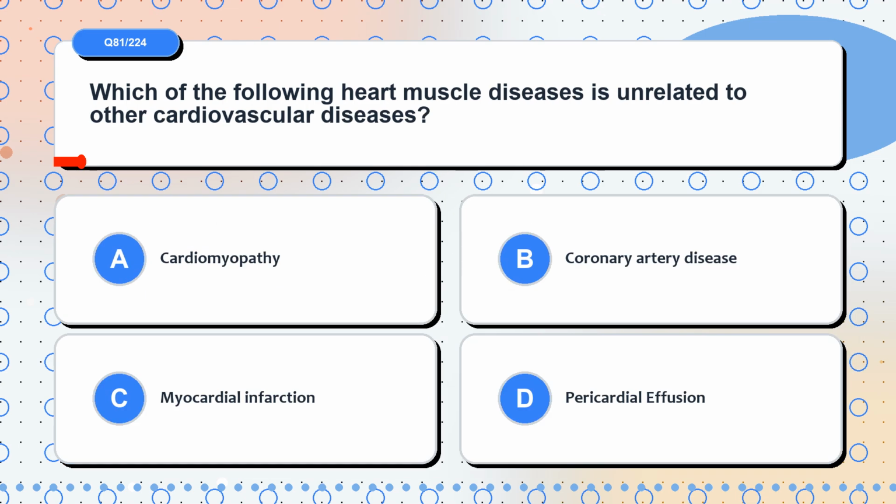Question 81. Which of the following heart muscle diseases is unrelated to other cardiovascular diseases? Here are the options. Option A. Cardiomyopathy. Option B. Coronary artery disease. Option C. Myocardial infarction. Option D. Pericardial effusion.